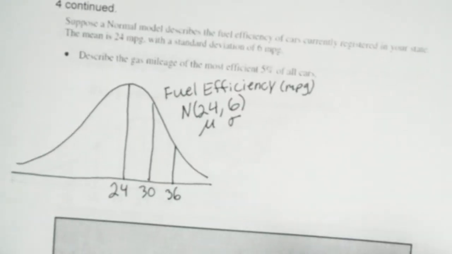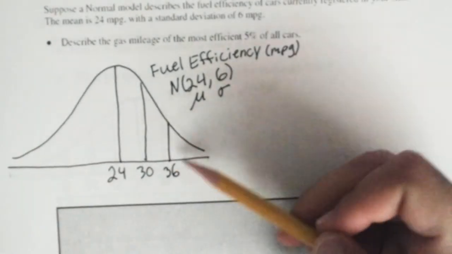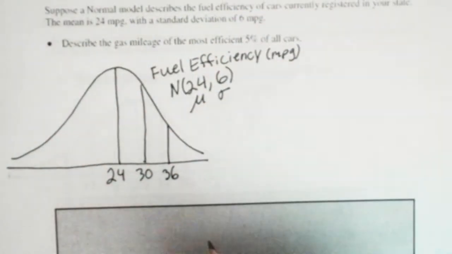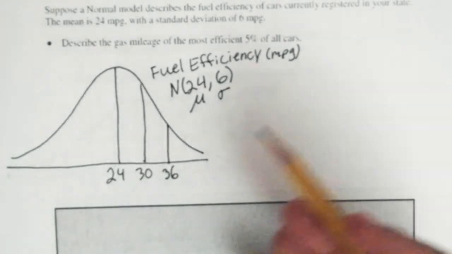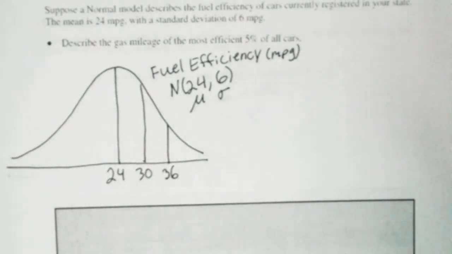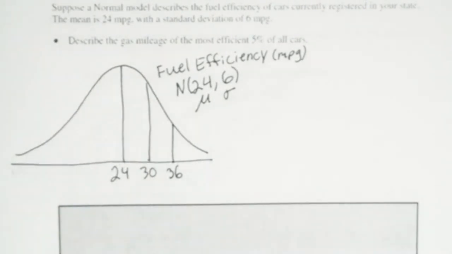Next question. Describe the gas mileage of the most efficient 5% of all cars. So now we're interested in this little piece up here, but our calculators don't know how to do that. So what we have to look at is 95% from the left will also give us 5% from the right. Okay, because it's 100% under the curve.